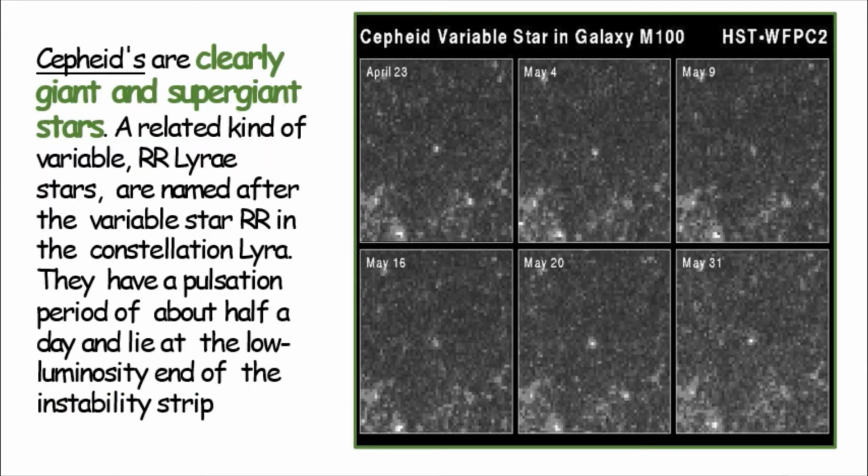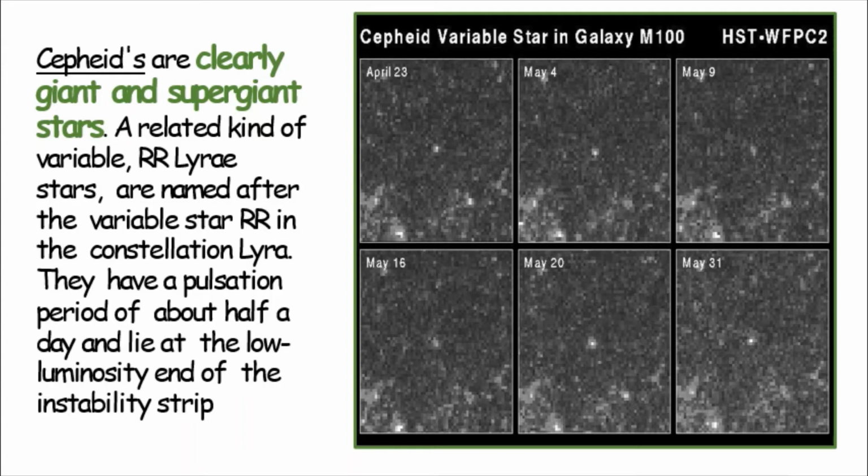Cepheids are clearly giant and supergiant stars. A related kind of variable, RR Lyrae stars, are named after the variable star RR in the constellation Lyra. They have a pulsation period of about half a day and lie at the low luminosity end of the instability strip.